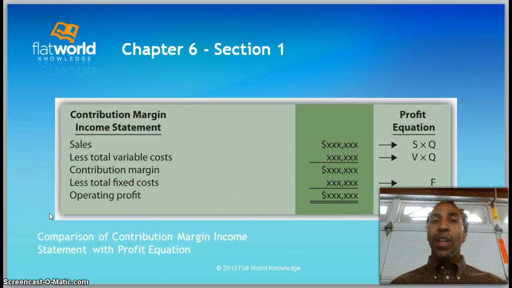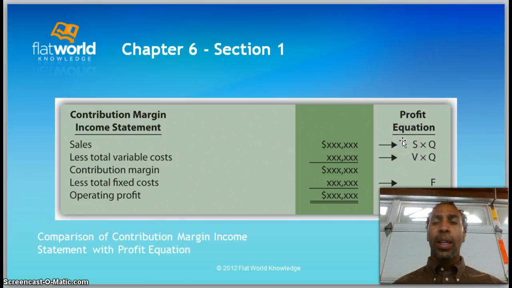So as always, they give you a little diagram with no numbers first, just some X's in place just so you can understand the process and the format. So you see sales is S times Q, right? So that's selling price times quantity, less variable costs. That's the variable cost times quantity.